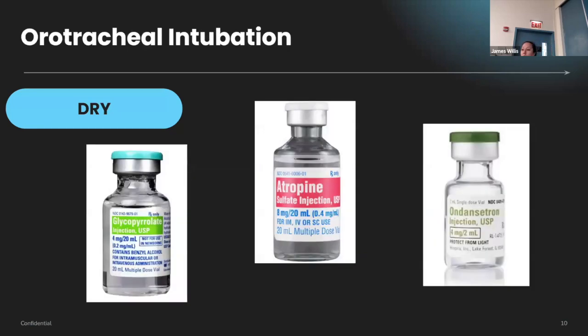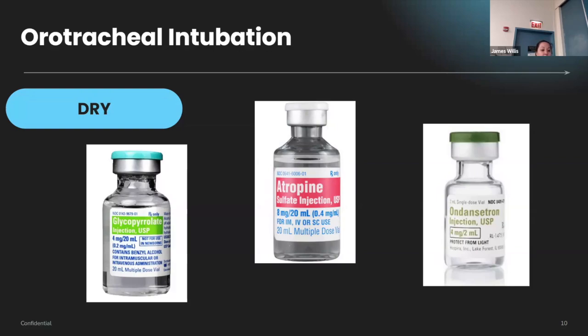So when we're talking about an orotracheal intubation, you have a couple of different options for drying secretions. You can use 0.2 milligrams of glycopyrrolate, which we have pretty easily available at the main pharmacy at County. This is a preferred agent because it's not going to cross the blood-brain barrier. You can also use atropine. The dosing is closer to 0.01 mg per kg. It will also help dry secretions, just like we use it in various toxidromes.